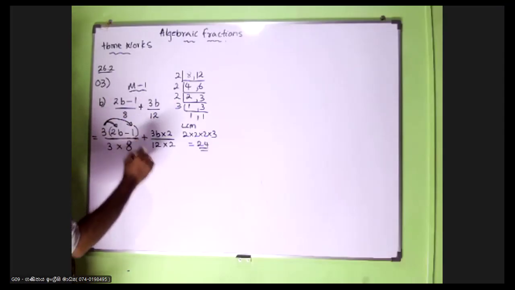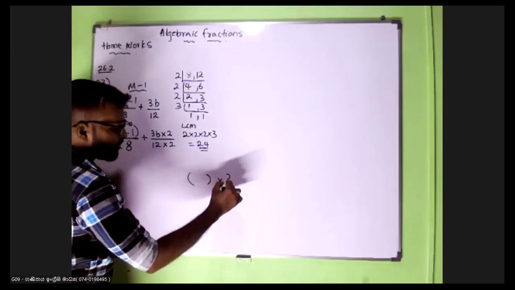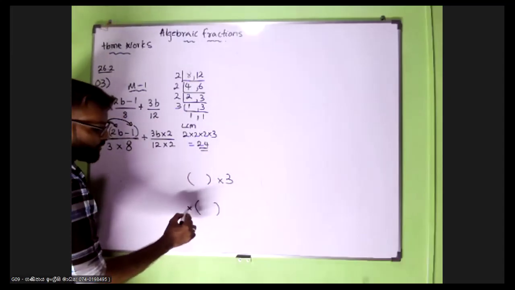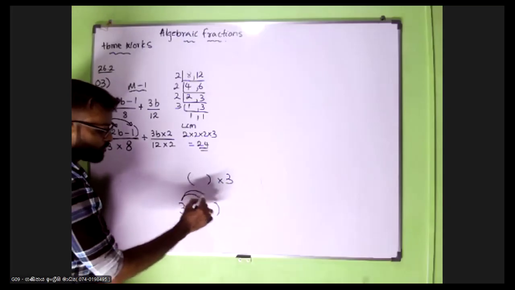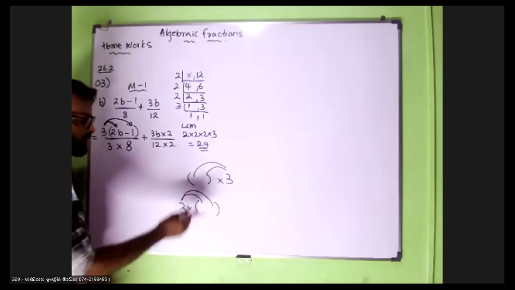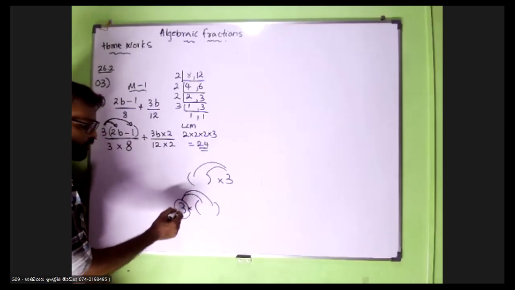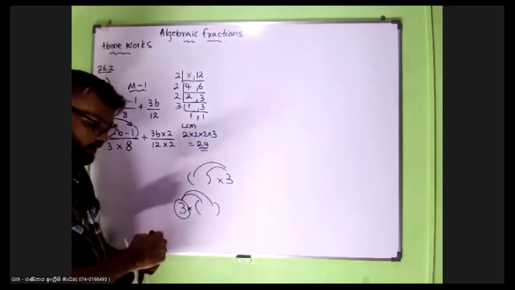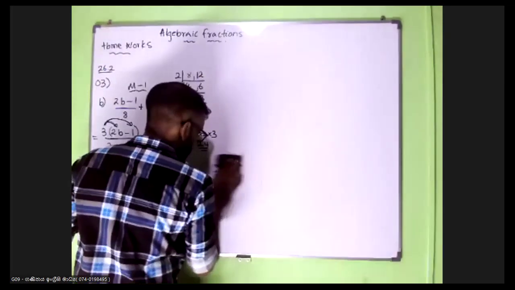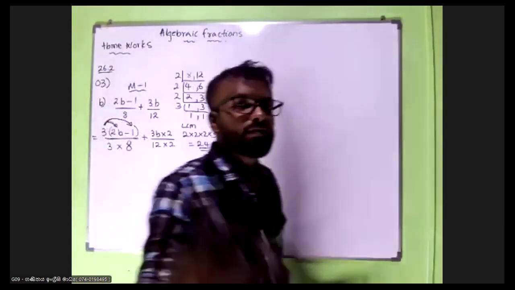Other than multiplying like this, this will be very familiar: this into this, not this into this. So I have put my multiplier in front of the bracket. Keep that in your mind, just a tip. You need to identify those things.